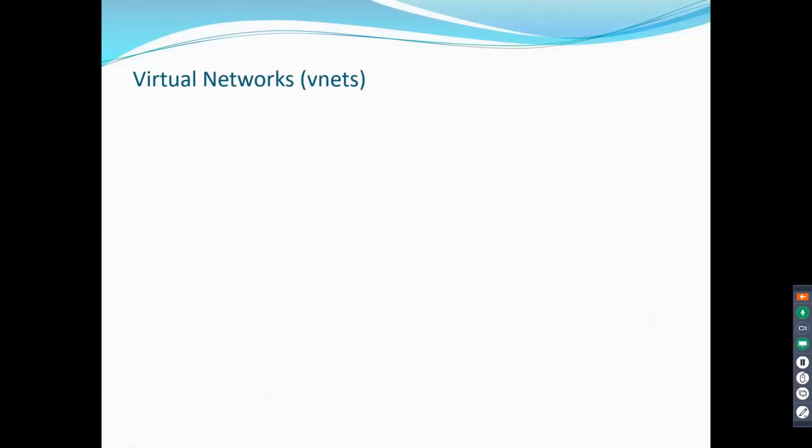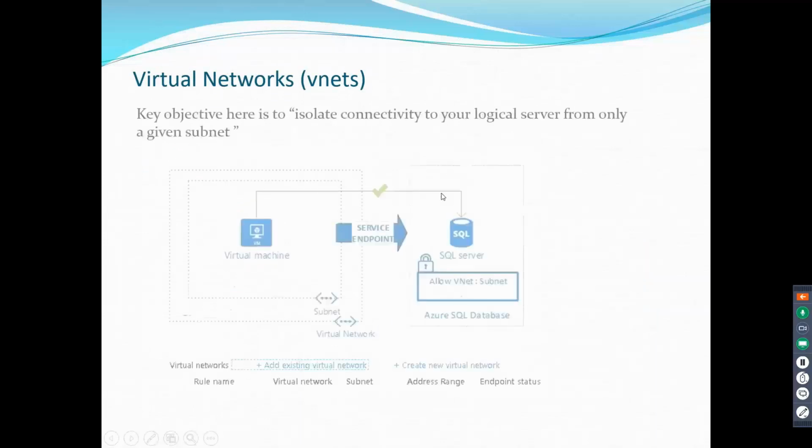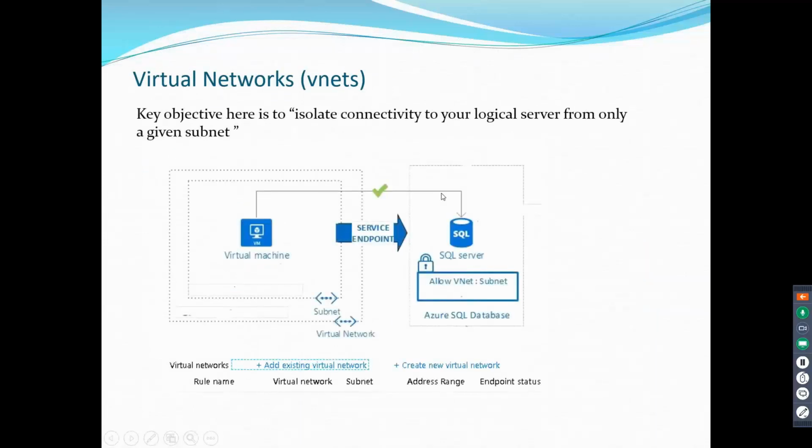If you decide that you do not want to go down the IP route, you've got this concept of virtual networks, called vNet. The key objective here is to isolate connectivity to your logical server from a given subnet. If you just look at this basic diagram, it's very basic. Just to hammer the point home, here I've got a virtual machine within a virtual network. Underneath that virtual network is a subnet.